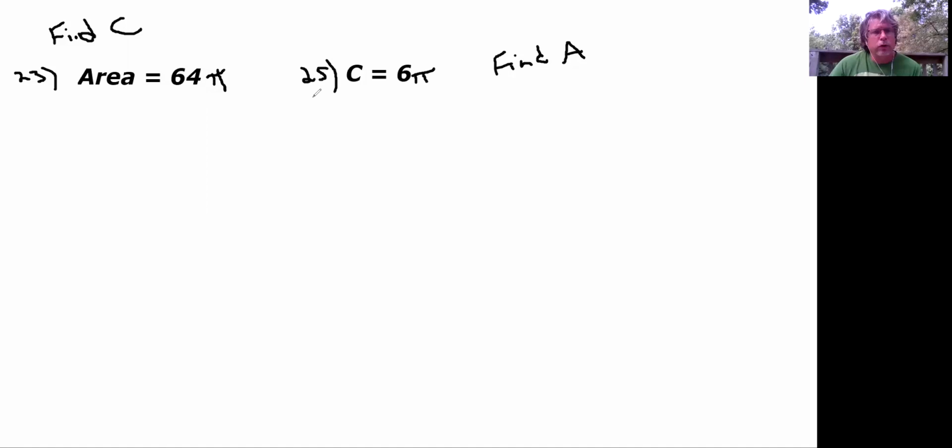Just want to go over a couple of questions on the geometry packet. One was question 23. I think we were asked to find the circumference, and they were giving us the area is equal to 64 pi. So we know that the area formula is A equals pi r squared.